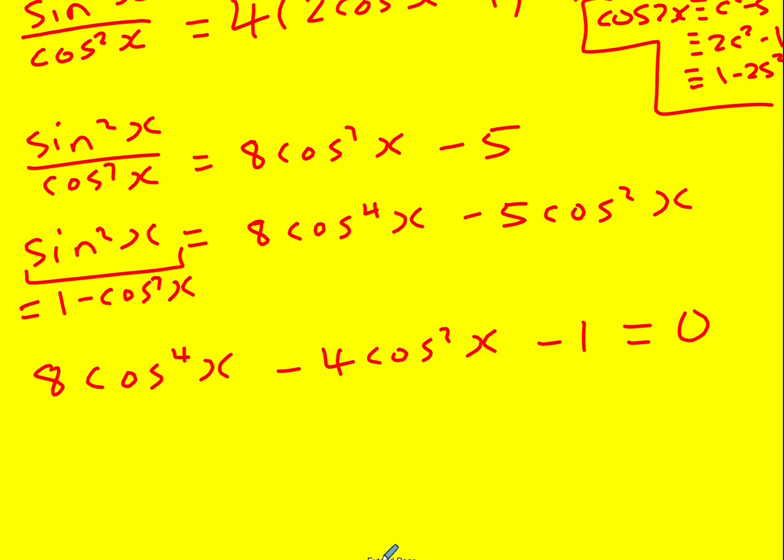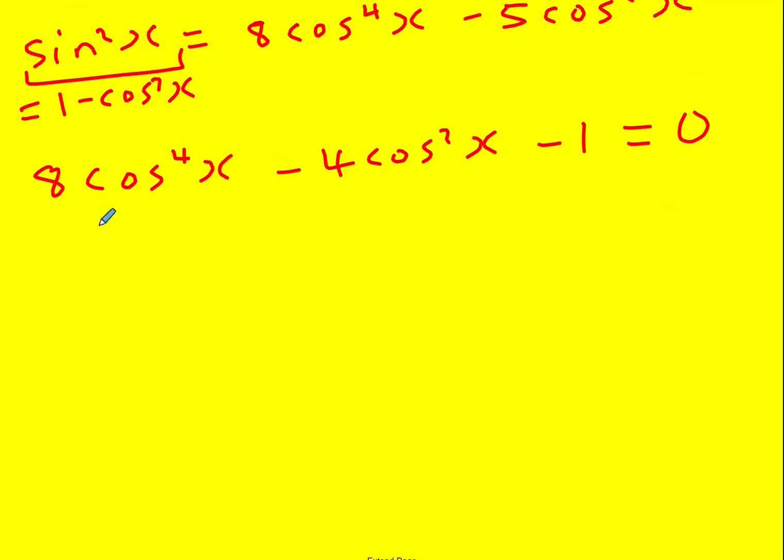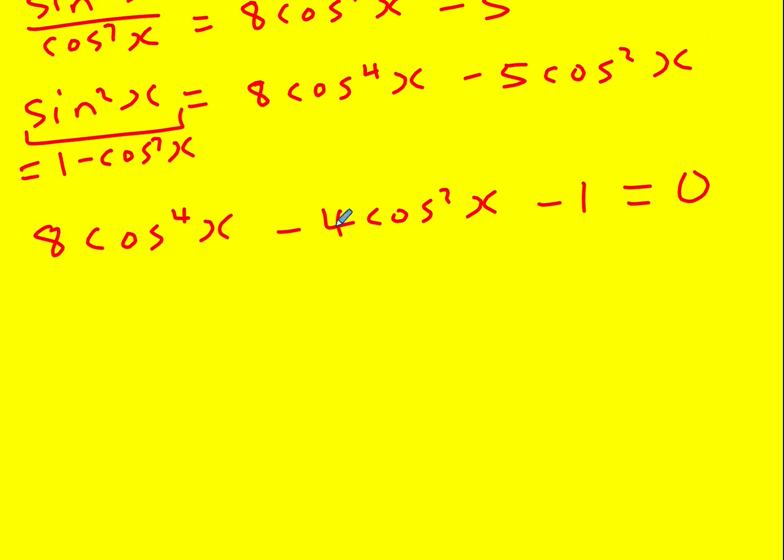Now you can try and factorize this. You could try 8x and x, but you're not going to get a minus 4. You could try 4 and 2. You're not going to get a minus 4. This isn't going to factorize. By the way, what I didn't say is that this is a hidden quadratic in terms of cos squared x, but you might have already spotted that.